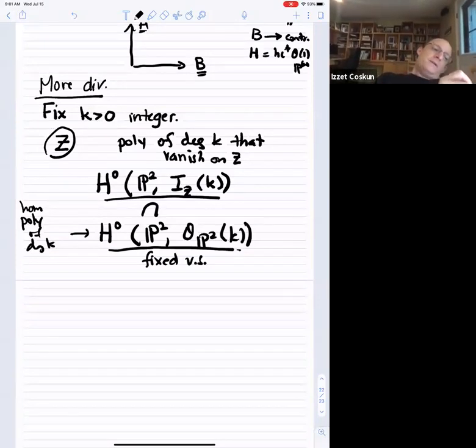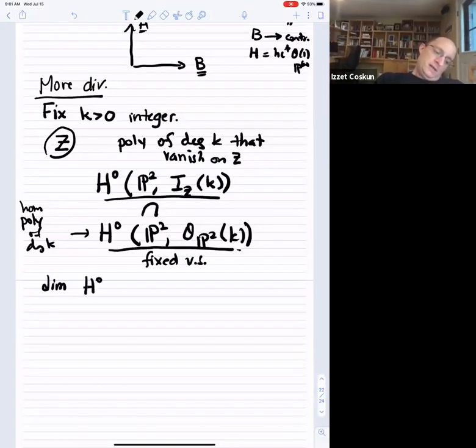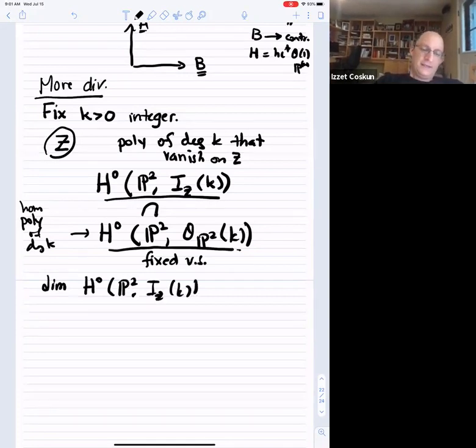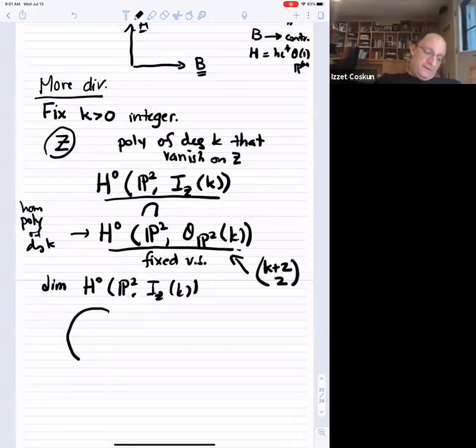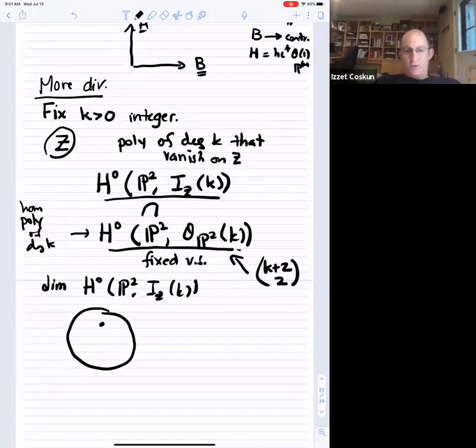Okay, so now let's understand: what's the dimension of H^0(P^2, I_Z(k))? Well, let's think about it. Homogeneous polynomials of degree k in 3 variables, this dimension we know. It's just counting monomials, and this dimension is k plus 2 choose 2. Now if I have a point and I ask that the polynomial vanish at that point, then that's one linear condition on polynomials.